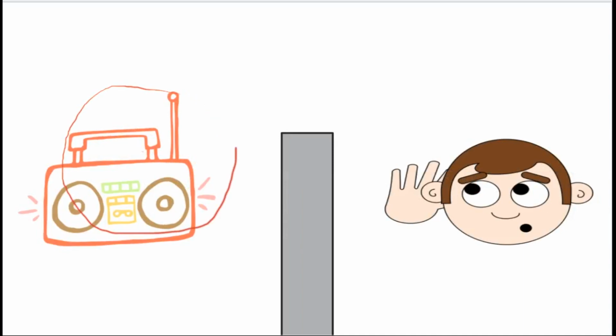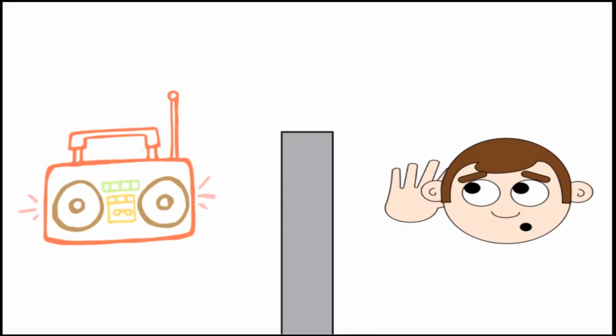Suppose you have a music player which is placed on the other side of the wall. Fine. And suppose you are staying on the other side of the wall. So the question here arises, if the music starts playing from this music player, will you be able to hear its music? Yes. Why is it so?